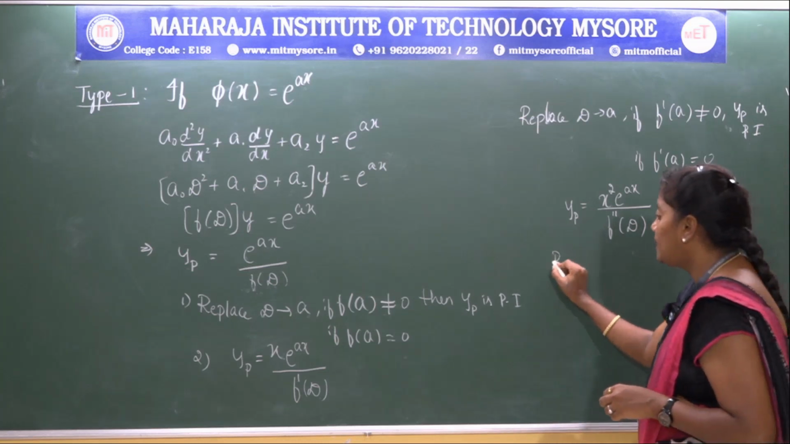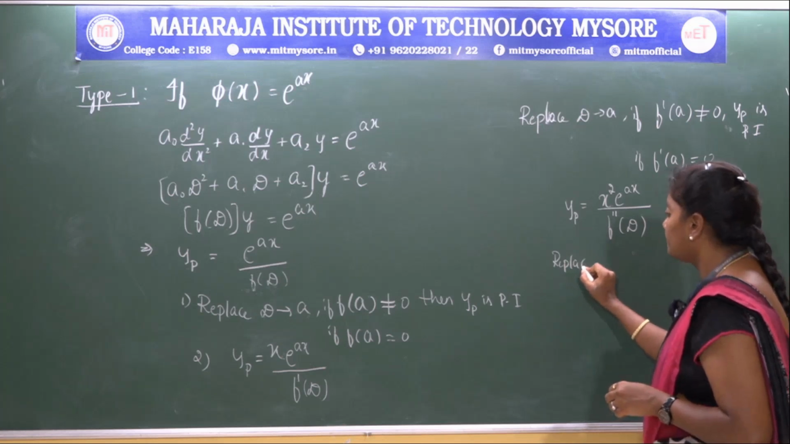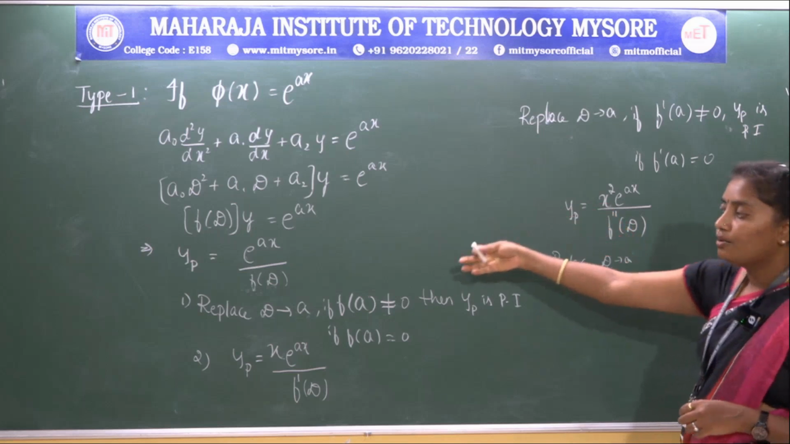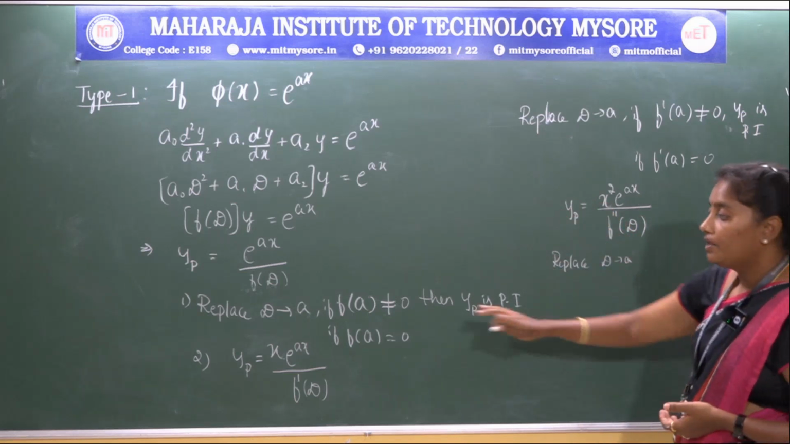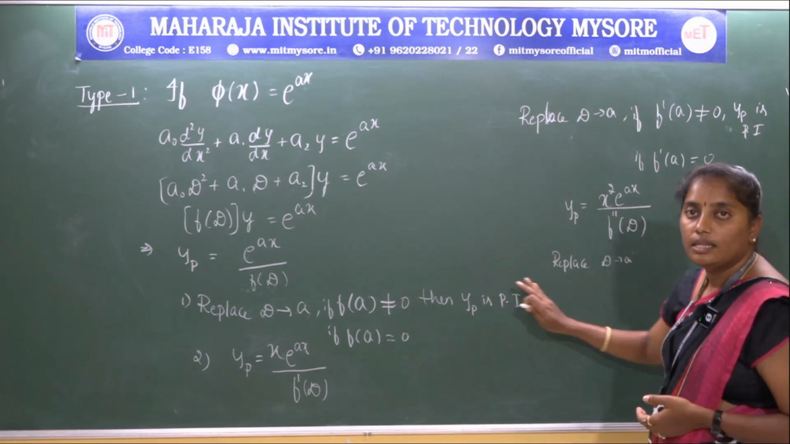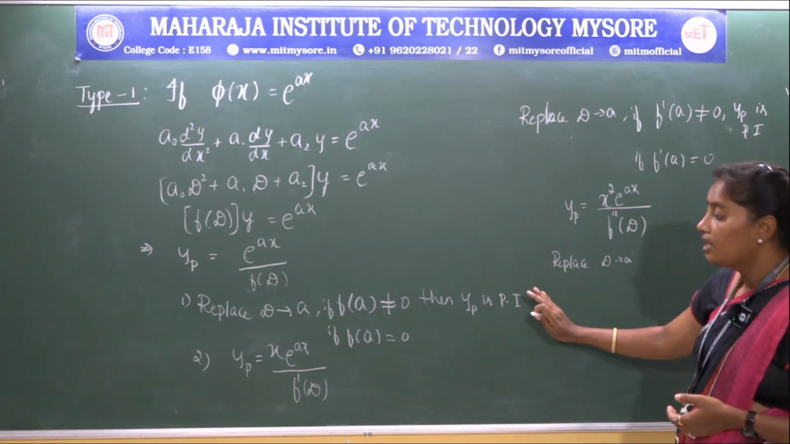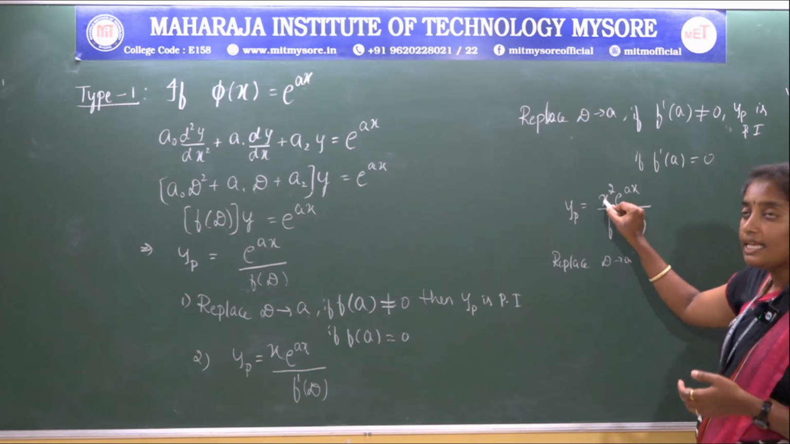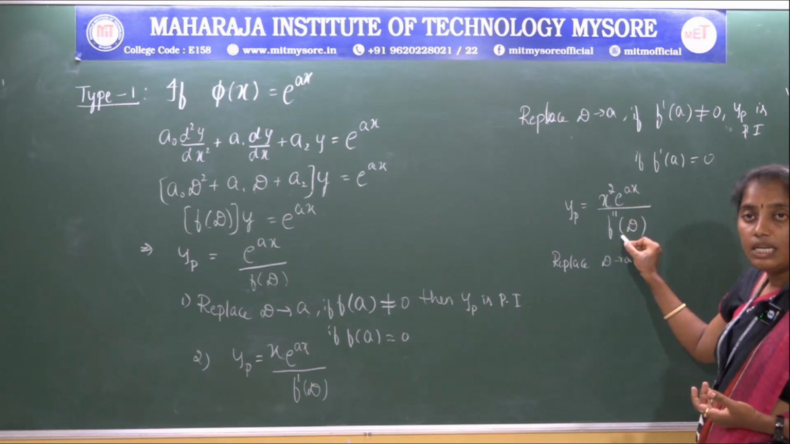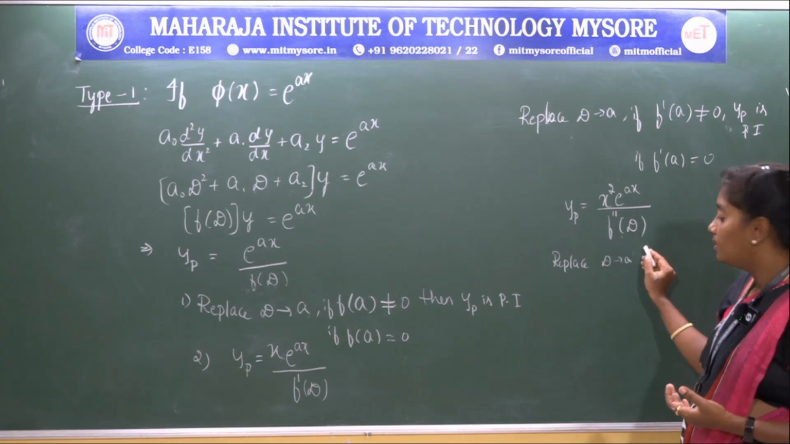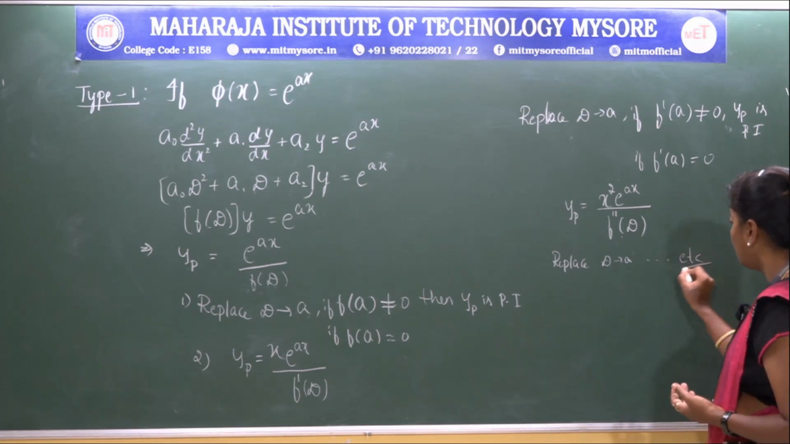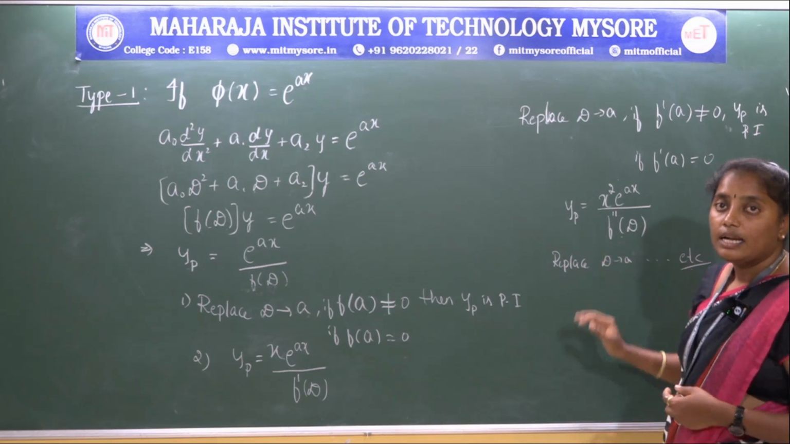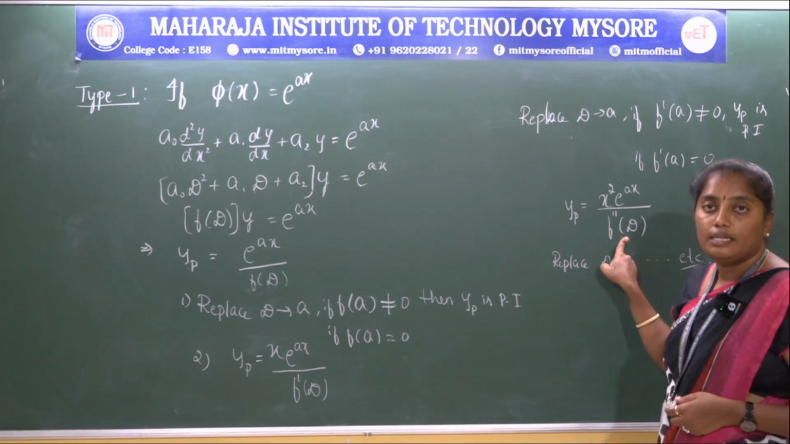Again we replace d by a and carry the same procedure. If it is not equal to 0, then that is the final solution. If it is equal to 0, then we continue by multiplying x to the numerator and differentiating the denominator one more time, and so on. We continue the same procedure till we get a non-zero element in the denominator.